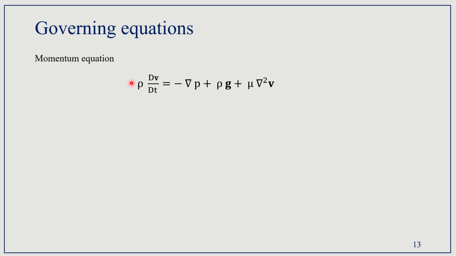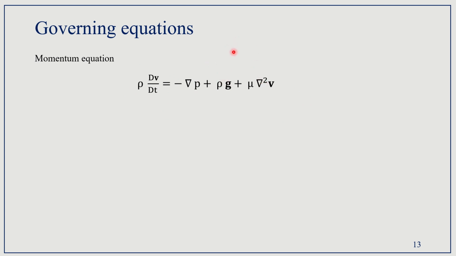The momentum conservation equation in general accounts for mass into acceleration is equal to force, that is, F is equal to ma. Newton's second law of motion is what is accounted for through these equations. So the left side is the mass into acceleration term, and the right side has the force terms: pressure gradient force, gravitational force, and viscous force.